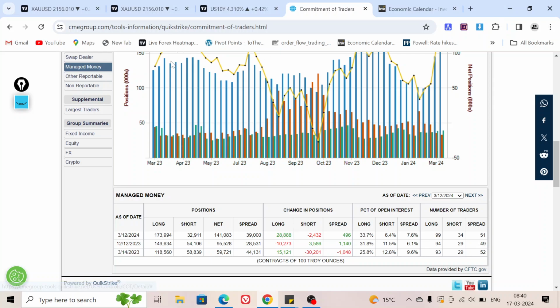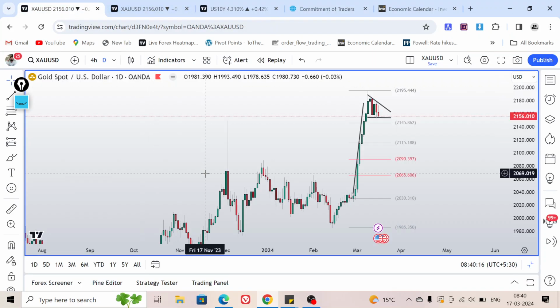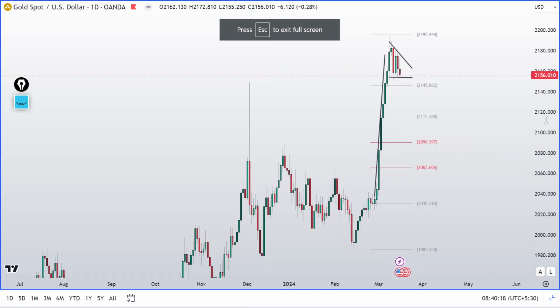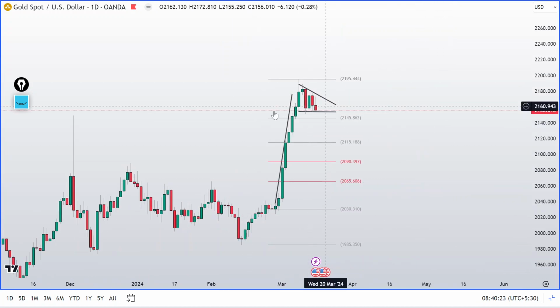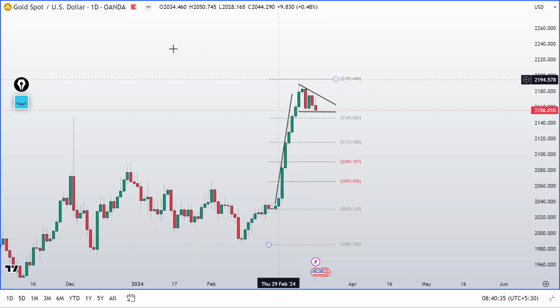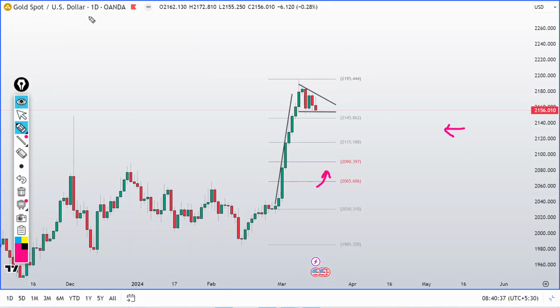Now let's move on to the price action chart, and let's check the sentiment and the price action from the daily chart. So on the daily you can see the current price for the previous week. You can see this was a high from the 8th of March. This is the daily chart.